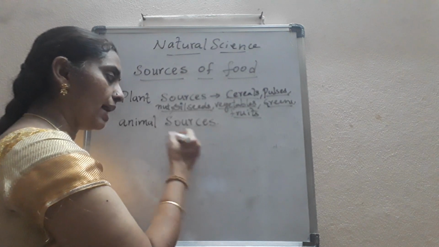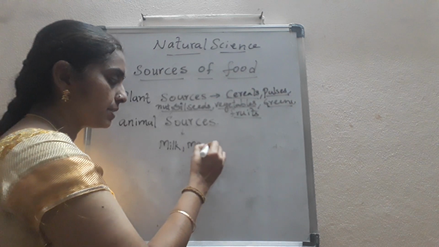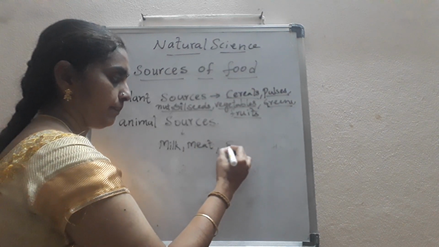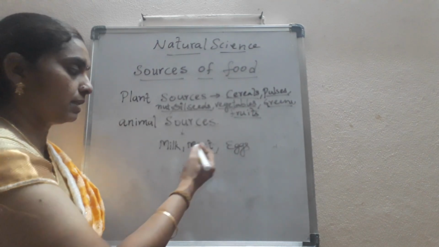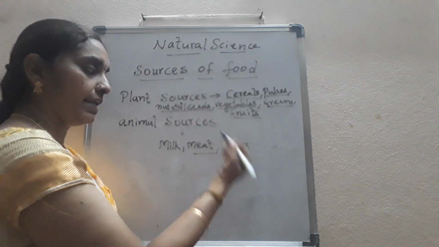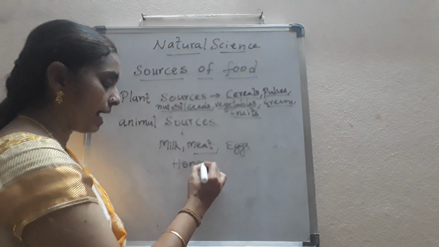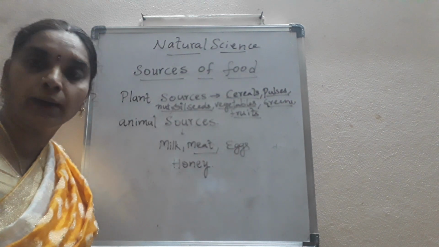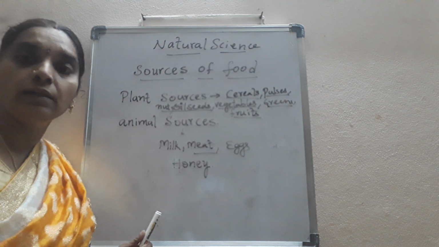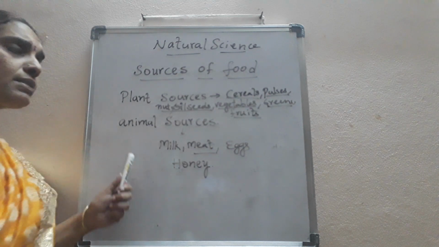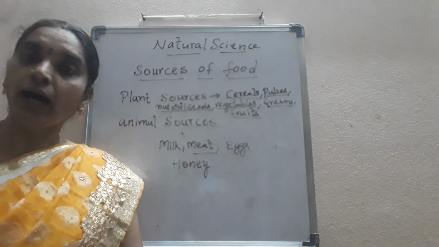And next, coming to the animal sources, they are milk, meat and eggs, isn't it? Meat including the fish also, where it is included in the meat. Milk, meat and eggs are included as animal sources, where honey also comes as an animal source, which is included in your food items, isn't it? So in various ice creams and all you will also be adding honey in your food item. So these are the various plant and animal sources that are included in your diet.